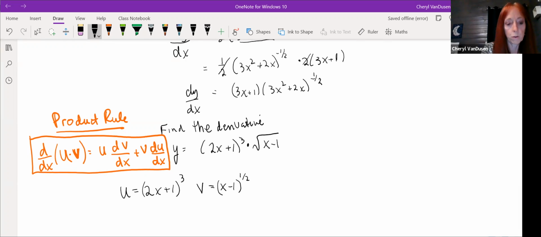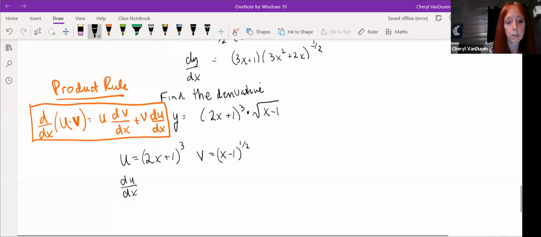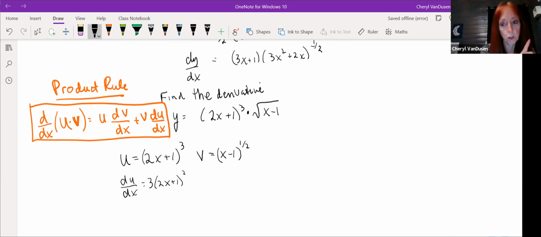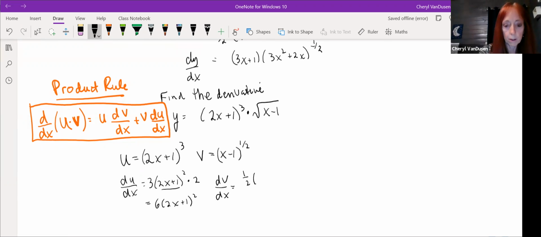And then I find the derivative of u with respect to x. So in other words, the derivative of this. We take the 3 down, 2x plus 1, we subtract 1, squared. Check for the chain rule all the time. You have to multiply through by 2, the derivative of the inside. So we get 6 times 2x plus 1 squared. That's the derivative of the first term. The derivative of the second term, dv dx, is 1/2 x minus 1 to the minus 1/2. And then we check the derivative here.